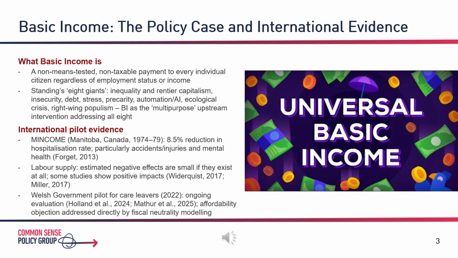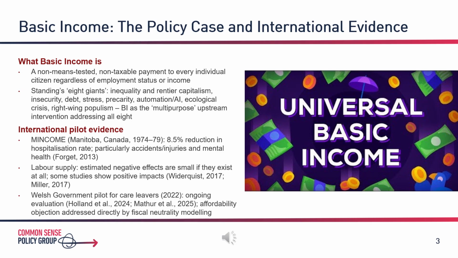It is useful to begin by understanding the rationale for basic income. Guy Standing frames basic income as a response to 8 interlocking crises that define the current period: inequality, insecurity, debt, stress, precarity, technological disruption, ecological emergency, and the rise of right-wing populism. The argument is not that basic income solves each of these individually, but that it addresses the underlying material conditions, income insecurity and inequality, that drive all of them. This is what makes it a multi-purpose policy instrument in the terms of the literature the textbook reviews.